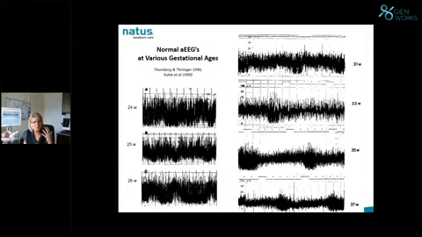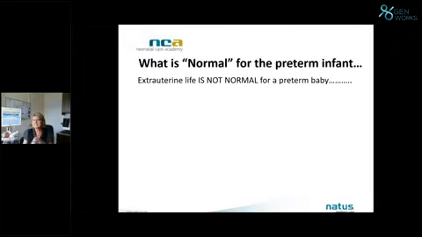So we can see also that as these babies develop and mature, we get these quiet sleep states as well. So that sleep-wake cycling is really maturing, and it becomes very evident by the time the babies reach approximately 35 weeks gestation. So this is kind of normality for the preterm infant. We see this brain evolve and develop. So let's think about why. Why does this happen? What's happening with that preterm brain? And let's think about what's normal and what's not normal for a preterm baby.